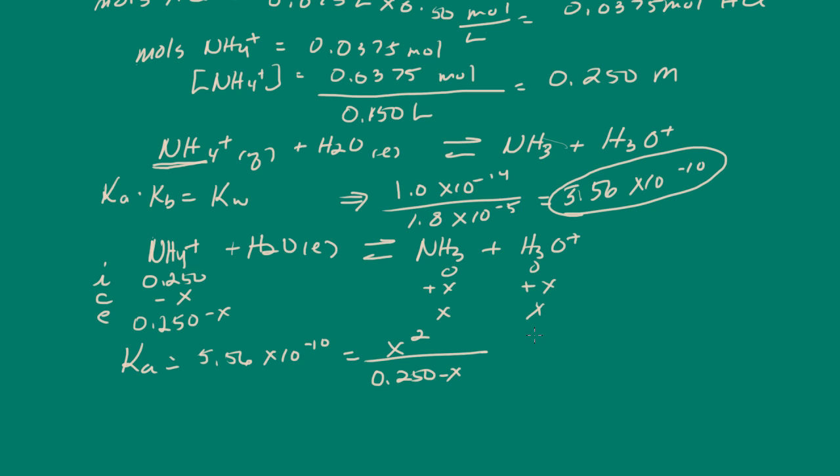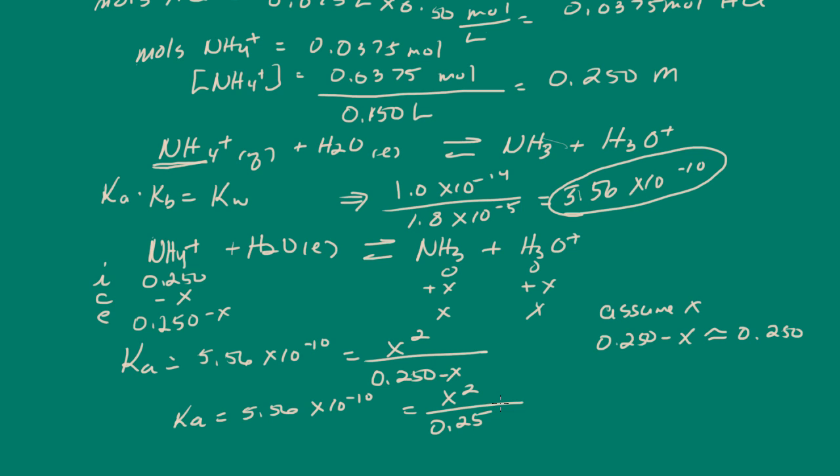Now, I can definitely simplify this. I'm going to assume that x is very, very small, and so it's not going to affect the initial concentration. So this is just going to be approximately equal to 0.25. And x will definitely be negligible in this case because look at our dissociation constant. It's 10 to the negative 10. So this allows me to simplify our expression. 5.56 times 10 to the negative 10 is equal to x squared over 0.25. And we'll go ahead then and solve this for x.